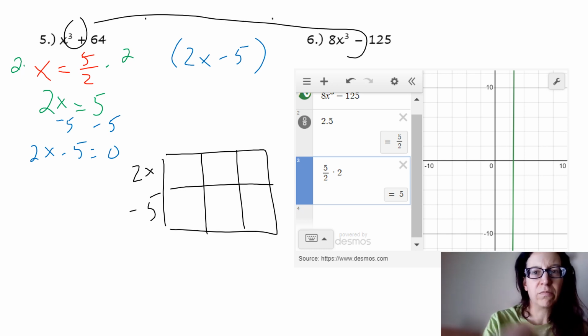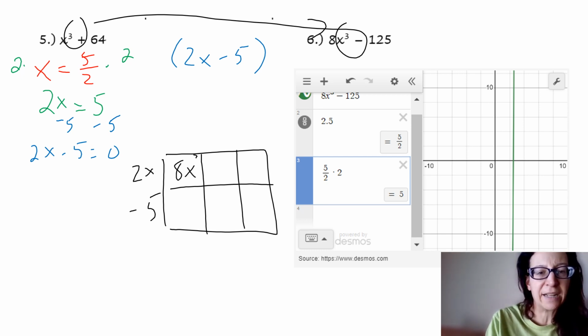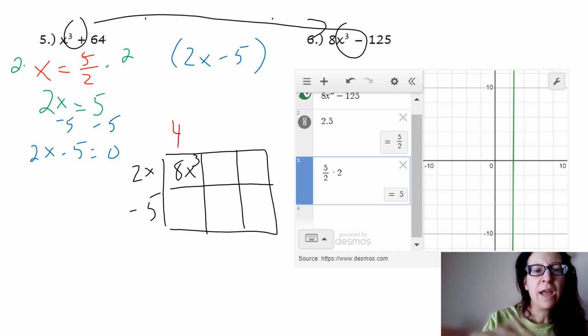Oh, sorry, over there. It's still a cubic. And so this will be 8x to the 3rd. What times 2 would give me the 8? Well, that would be 4. X times what would give me x to the 3rd? That would be x squared.